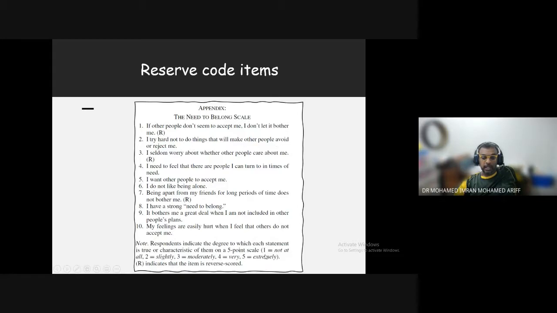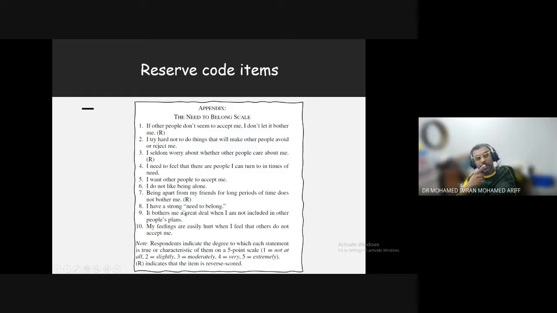Okay, so katakanlah jawapan dia is 5 lah, extremely. Soalan nombor 1. Soalan nombor 3. I seldom worry about whether people care about me. Okay, so if your answer is 5, so now you know this person dia tak baca soalan, dia main jawab je soalan. Okay, so these are examples of reverse coded items.